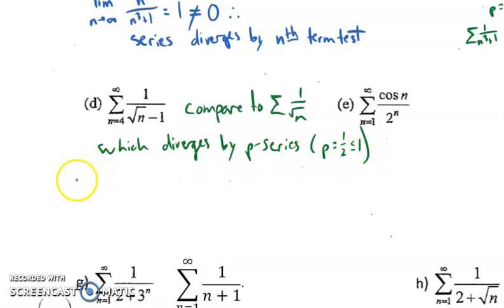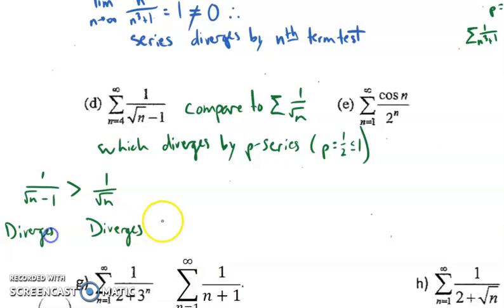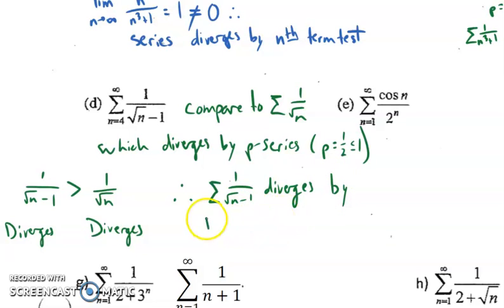Which means we can also look at the fact that 1 over the square root of n minus 1 has a smaller denominator than 1 over the square root of n. It's smaller by 1, so making a smaller denominator makes it a bigger fraction. So if the smaller one diverges, then the larger one must diverge as well. Therefore, the given series diverges by the direct comparison test.